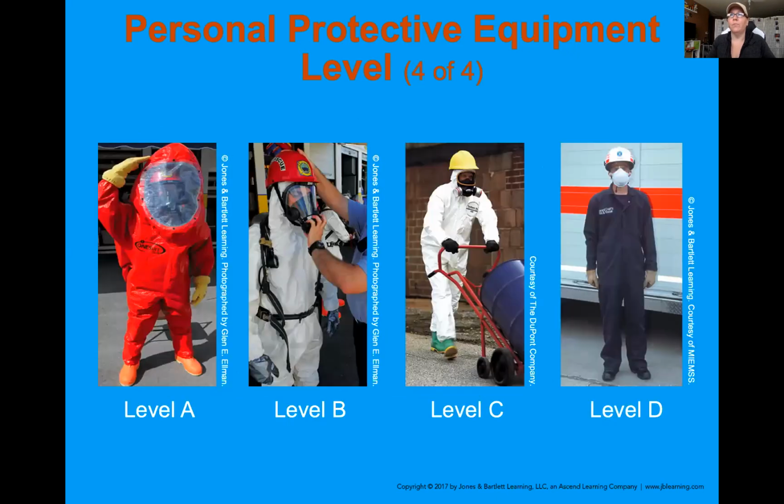So level A, level B, they're in the Nomex. Level B, they're in Nomex with the SCBA or breathing apparatus. Level C, they're in Nomex with face shield, helmet, and then they've got a special filter mask. And then level D is like an N95, and then basically their work clothes, gloves, and helmet.